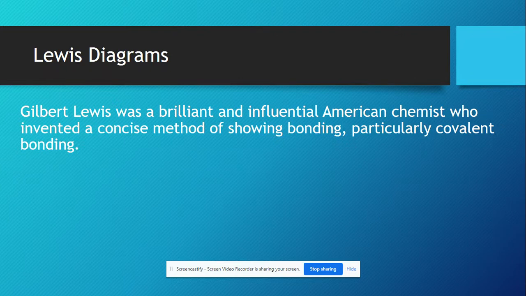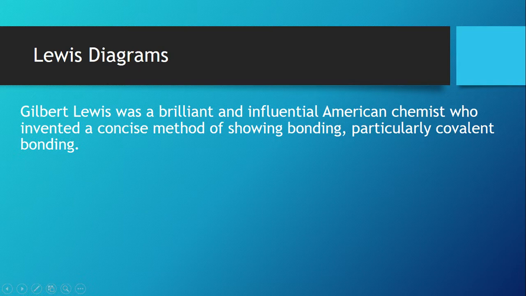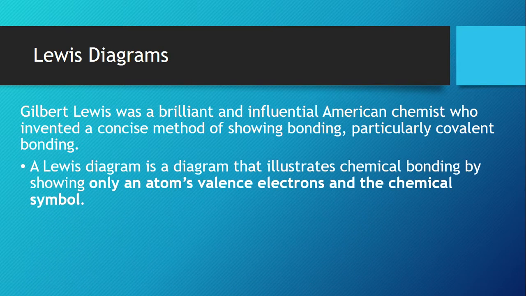Gilbert Lewis was a brilliant and influential American chemist who invented a concise method of showing bonding, and particularly covalent bonding. This method is called a Lewis diagram, or we call them a Lewis dot diagram. It's a diagram that illustrates chemical bonding by only showing two things. It makes it way simpler. You only have to show an atom's valence electrons, so its outer shell electrons, and an element's chemical symbol. So just the valence electrons and the chemical symbol.